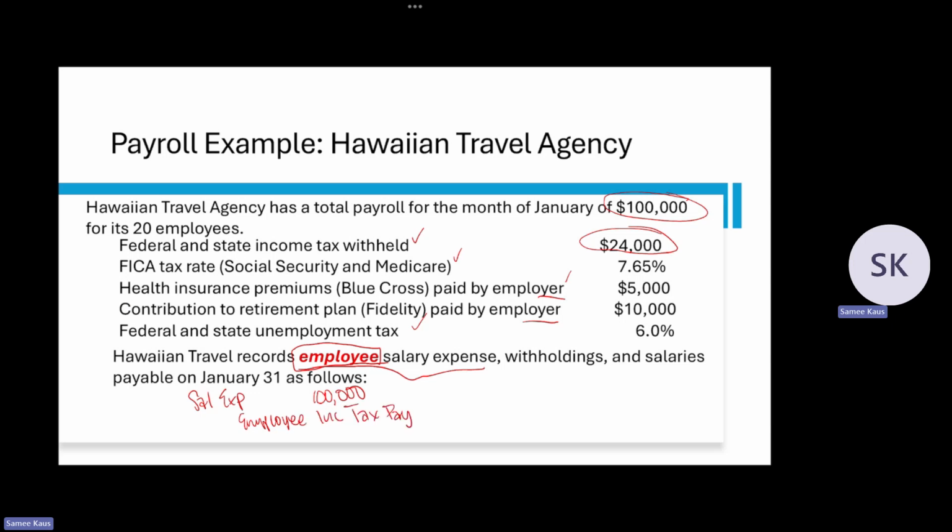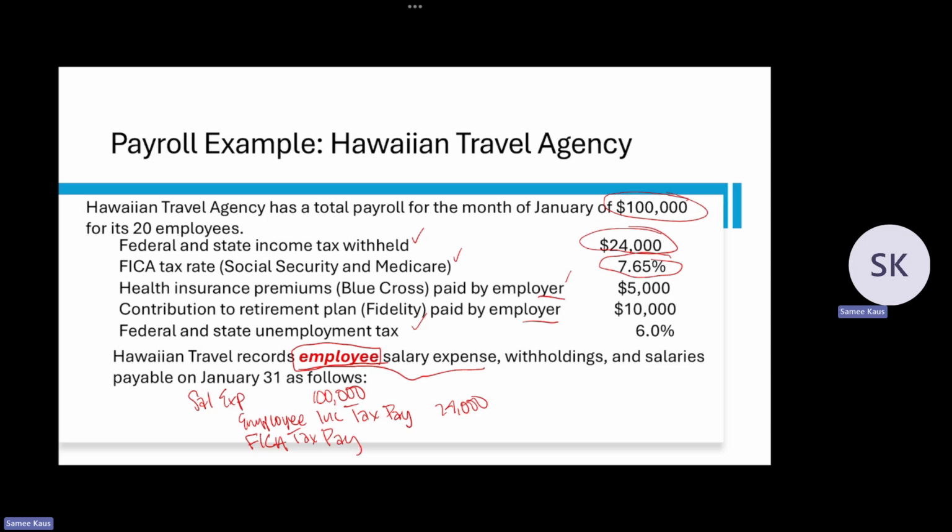Okay, I'm holding on to this $24,000 for these employees, and that's going to be remitted to the U.S. government. So it's a liability on the employer's books until they actually pay the U.S. government on behalf of their employee. Okay. What else does the employee pay? What are they responsible for? Well, we know they're responsible for a portion, 7.65% of FICA tax. So I'm going to say I have my FICA tax payable.